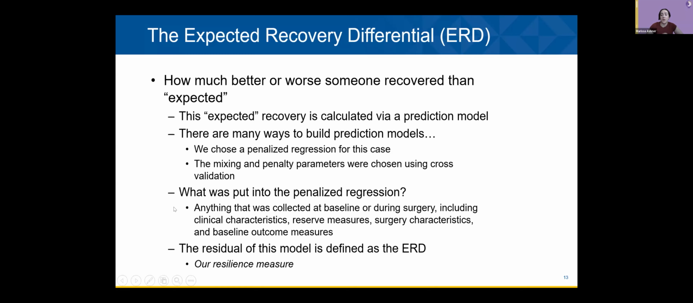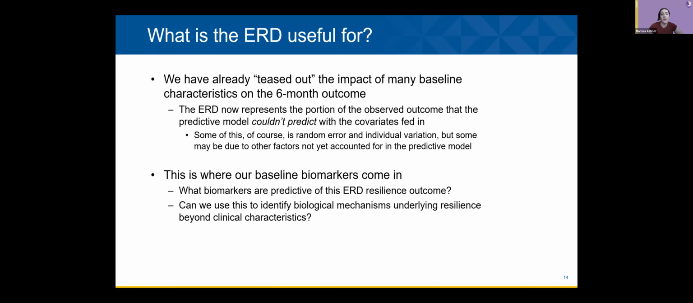And what we decided to put into the penalized regression is anything that was collected at baseline or during surgery, including clinical characteristics, reserve measures, surgery characteristics, and baseline outcome measures. So the idea was, based on all of these clinical characteristics that happened before or at surgery, what would we predict your recovery to be at 6 months? And then we compared that prediction to the observed outcome itself, and that residual was defined as the ERD, or our resilience measure.